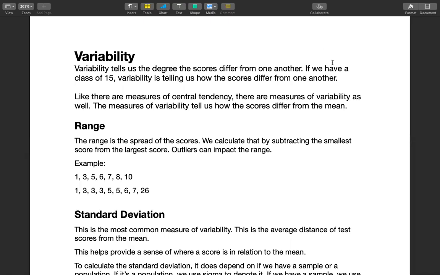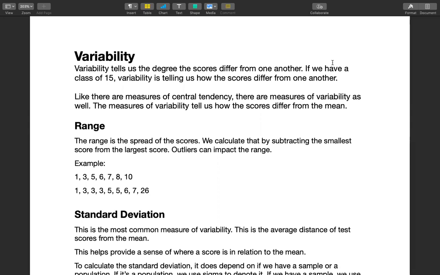All right, this video is about variability. Variability tells us the degree that the scores differ from one another if we had a data set full of scores. If we had a class of 15, for example, and we had 15 test scores, variability is telling us how the scores differ from one another, especially in relation to the mean.